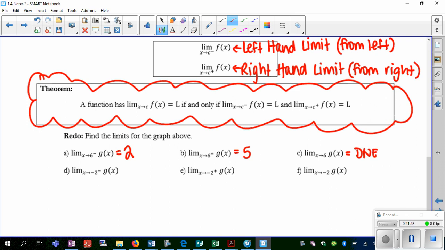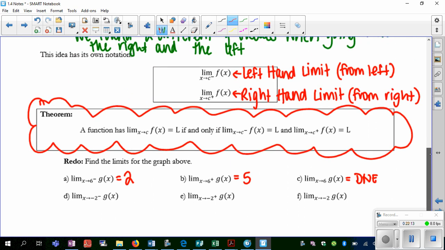So just be careful what the question's asking for. Is it asking for the whole limit, or is it asking for an individual part from one direction? But anytime you see it like this, x approaching 6, it indicates both directions, the right and the left. Those have to be equal in order for you to have a limit that exists.